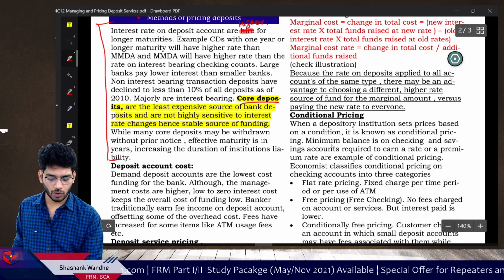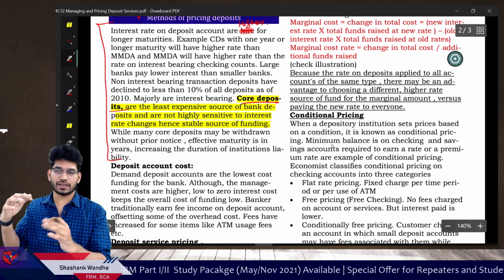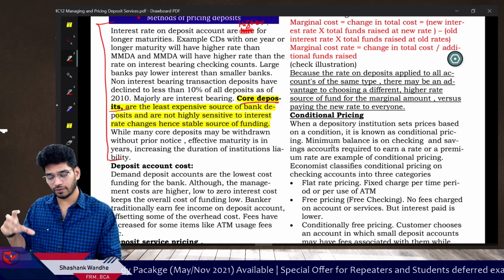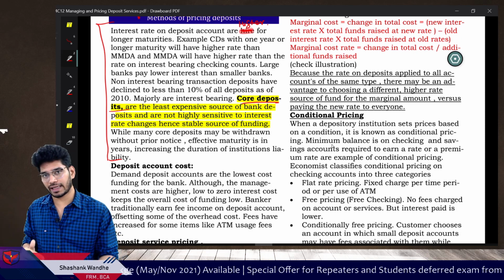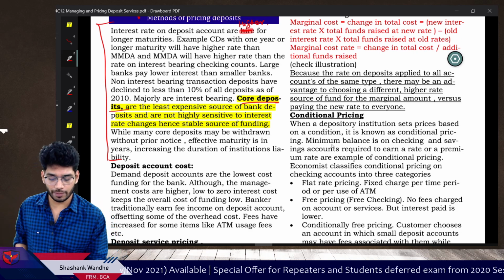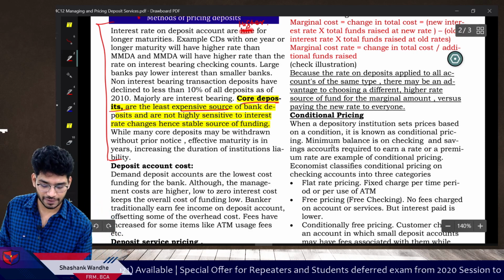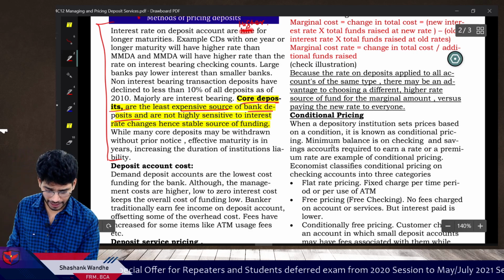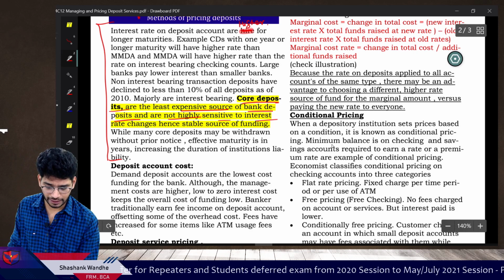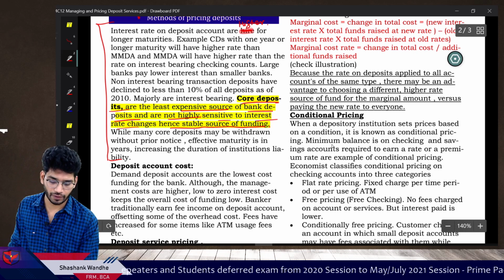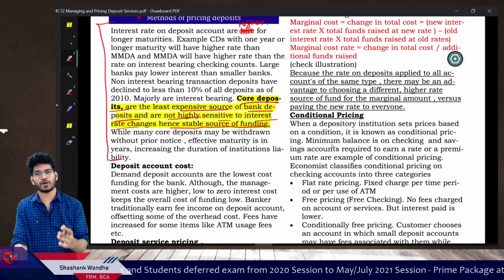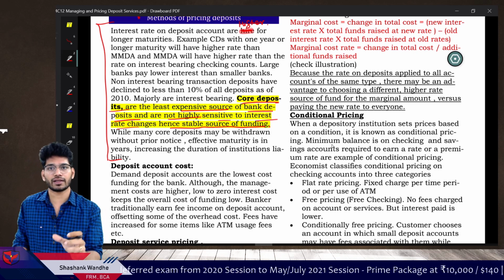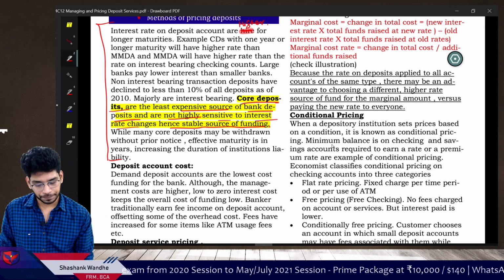Just remember core deposits. In all the deposit account options you have, one section is the core deposit, the second section is the non-core deposit. Core deposits are the least expensive source of bank deposits, are not highly sensitive to interest rate changes, hence a stable source of funding. Examples of core deposits are the fixed deposit or term deposit or savings account. These are the examples of core deposits.